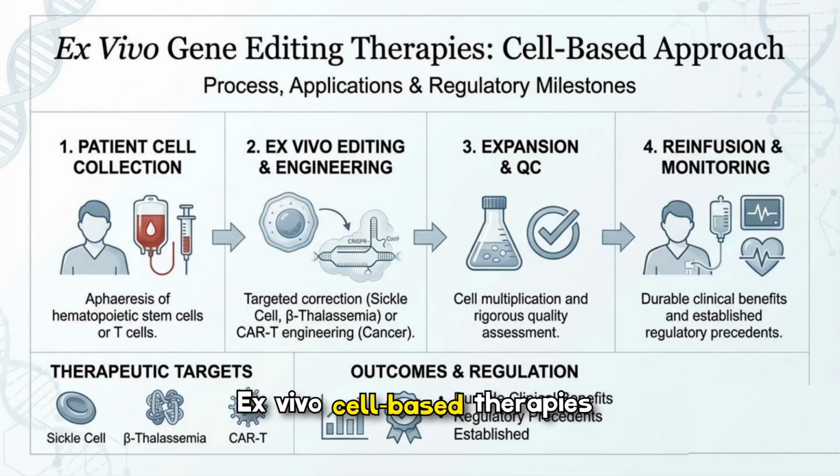Ex vivo cell-based therapies follow a clear, four-step path: patient cell collection, targeted ex vivo editing and engineering, expansion with quality control, and reinfusion followed by monitoring. The slide illustrates how this approach is used for sickle cell disease, beta thalassemia, and CAR-T cancer therapies, emphasizing durable clinical benefits, rigorous manufacturing standards, and the regulatory milestones that underpin safe, effective treatments.